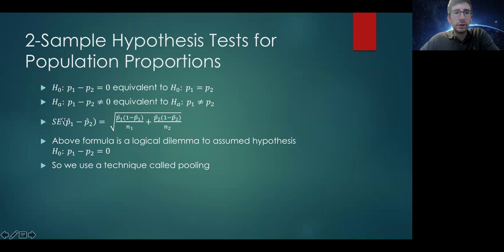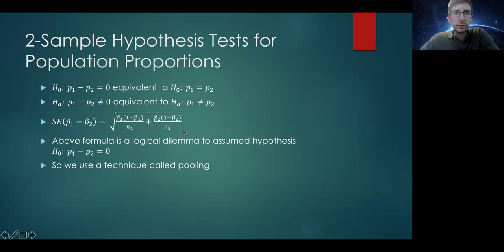In our confidence interval formula, we saw that the standard error of the difference between our sample proportions was equal to this. However, the above formula is a logical dilemma, right? If we're assuming that the difference is 0, then we're assuming there is no difference. So if the populations are the same, then in theory our samples should be the same, or very similar. So basically the standard error would just always be 0, right? If the difference inside is 0, the standard error of 0 is 0.